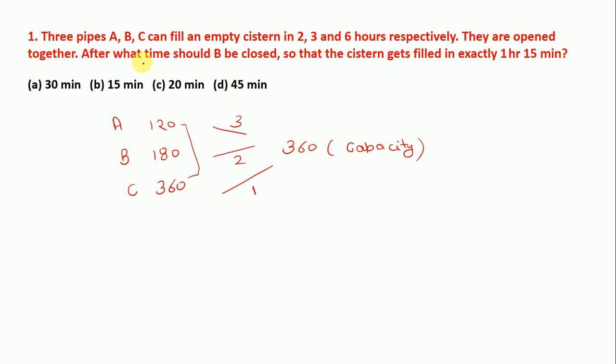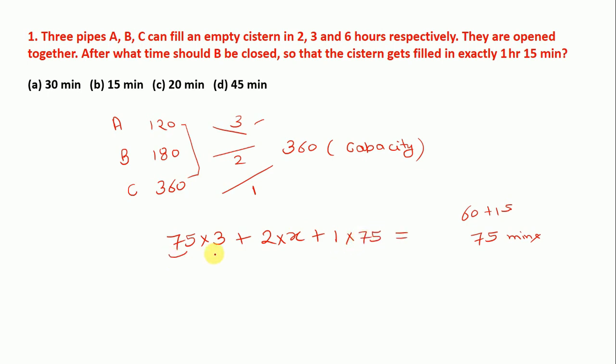So it has been asked in the question, after what time B should be closed so that the cistern gets filled in exactly 1 hour and 15 minutes. So time is given to us, and it is 60 plus 15, which is equal to 75 minutes. So pipe A has been opened for 75 minutes and efficiency is 3 units. So we have multiplied by 3, plus B has been opened, we don't know for how much time, and C has been opened for 75 minutes.